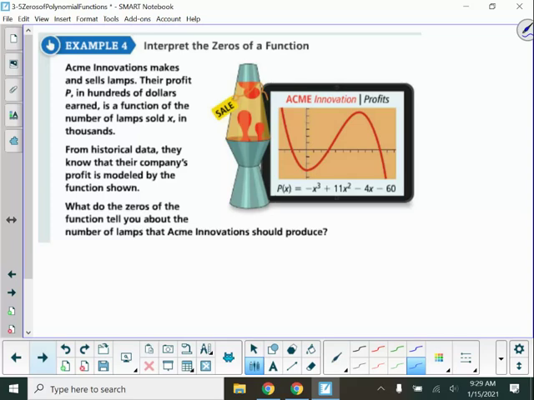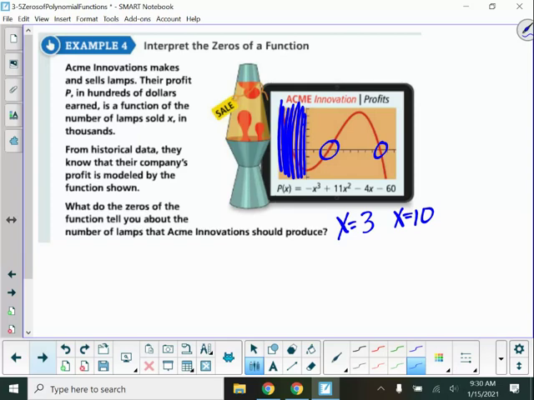So assuming that we're counting by ones here, first of all, we can ignore everything that's over here, because this would be producing negative amounts of lamps, and it's not possible for a company to produce negative amounts of lamps. They could make negative dollars from their production of lamps, maybe because of overhead costs and things like that, but they can't actually produce negative lamps. So if we look at what we have here, we have a 0 at 3, and we have a 0 at 10.